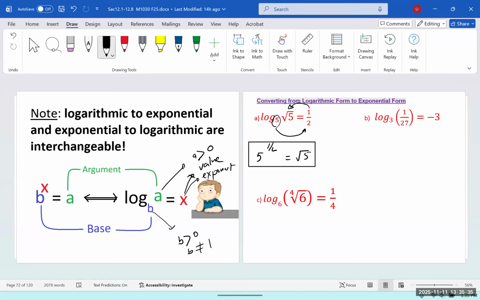Anyone would like to try B? Daniel. 3 to the power of -3 equals 1. And this is true. 3 to the -3 is 1/27. Using exponent rules, 3 to the -3 is 1/3 cubed, and 3 cubed is 27. So you start from your base. Base gets the exponent as a power, and then we set that result equal to the argument of the log.